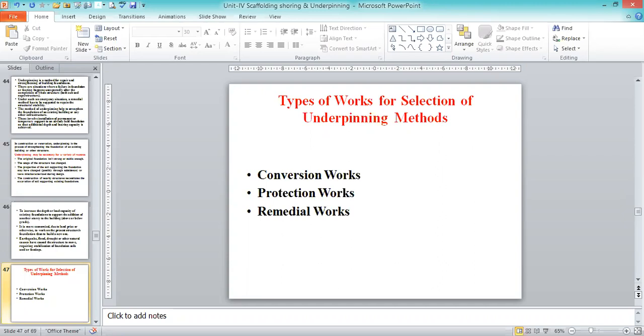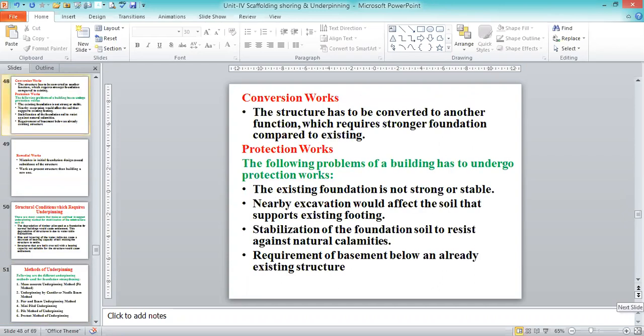In conversion works, the structure has to be converted to another function which requires a stronger foundation compared to the existing one. As I already told you, residential is converted to a commercial building, or to multi-story apartments. Production works: the existing foundation is not strong or stable, or nearby excavation would affect the soil that supports the existing footing. Because of heavy excavation, the adjacent structure also has a problem. Also stabilization of the foundation soil to resist natural calamities, and the requirement of a basement below an already existing structure. These are called production works.